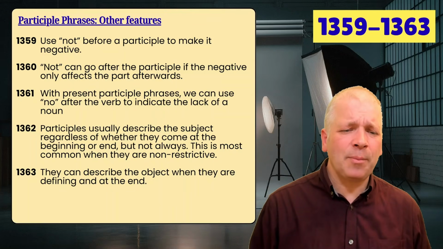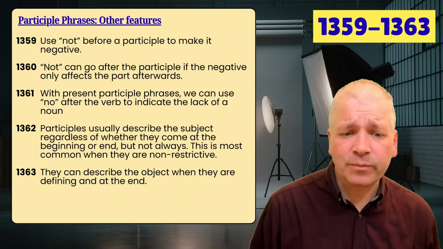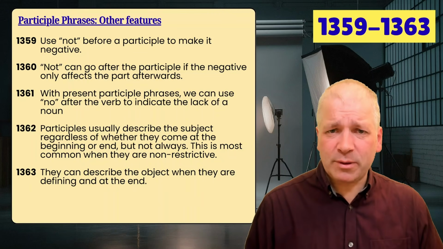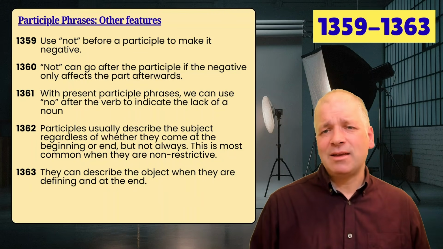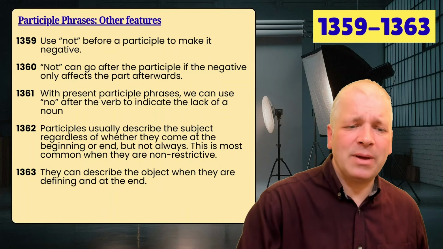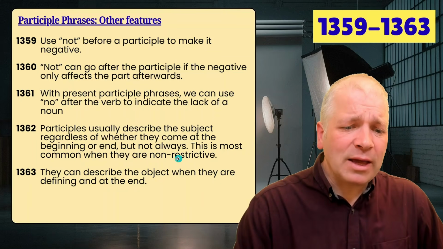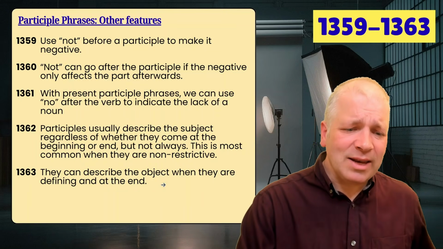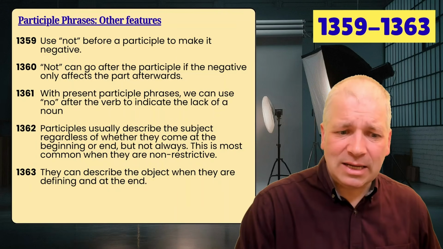So usually a participle phrase will describe the subject afterwards. Having no money, he went home. So having no money describes he. There are some exceptions to this. They could describe the object when they are defining and at the end.